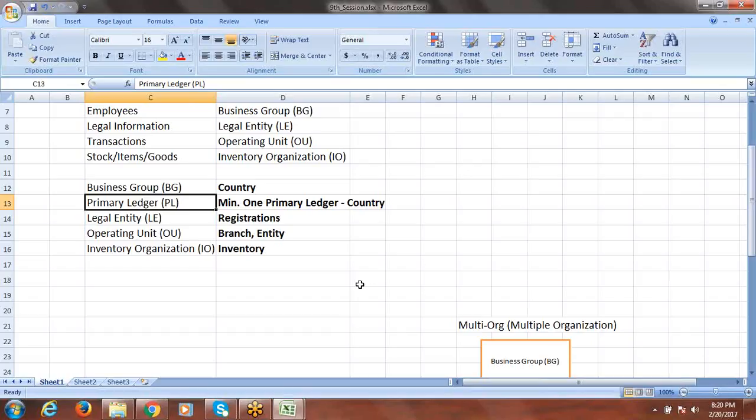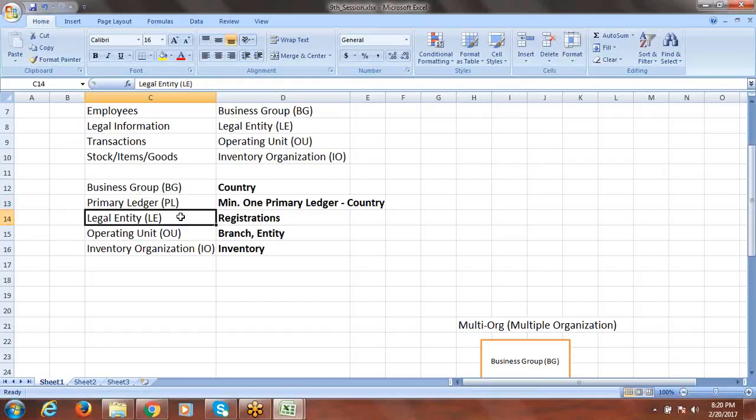Reason: within the primary ledger, we have an element called currency that makes a big difference to maintain the primary ledger separately from country to country. But within one country, we can maintain more than one primary ledger. Anyway, that we'll be discussing.